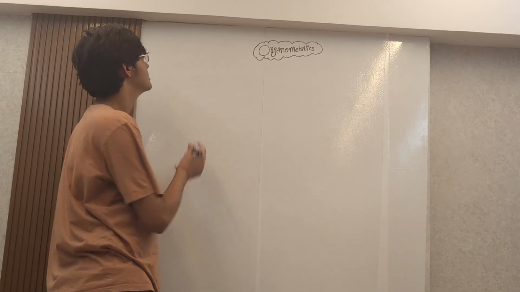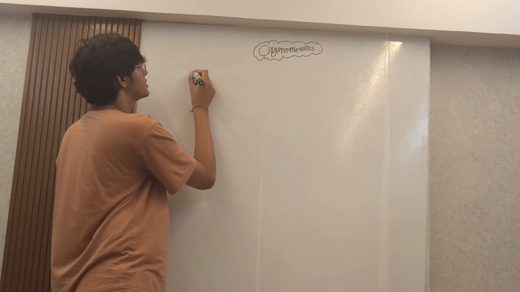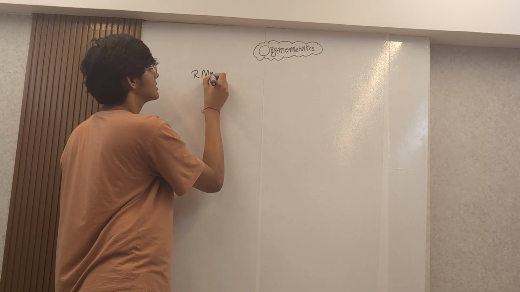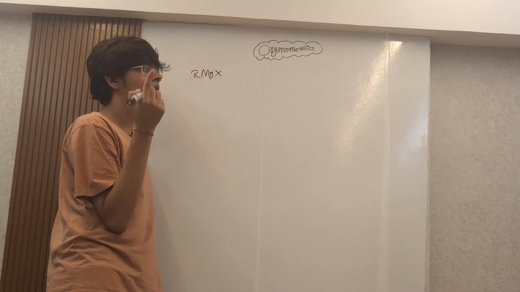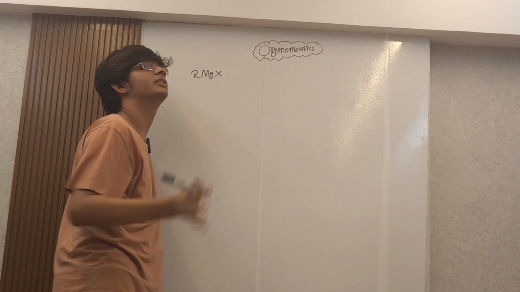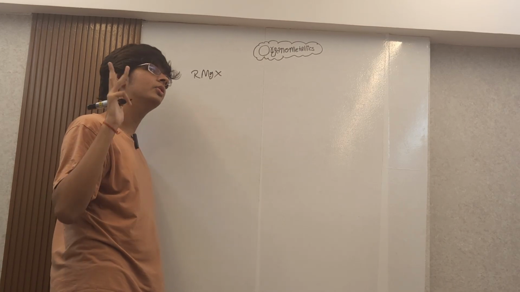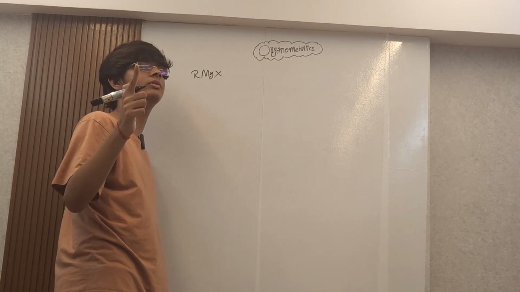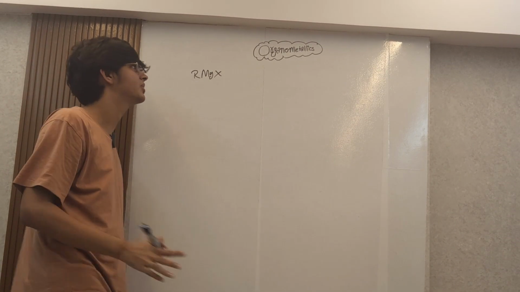I hope you know what that is. Grignard's reagent is RMgX. I think I'll tell you about five ways to make organometallic reagents. Three of them are important. The less important ones I'll tell you at the end of the video in like a minute or so.